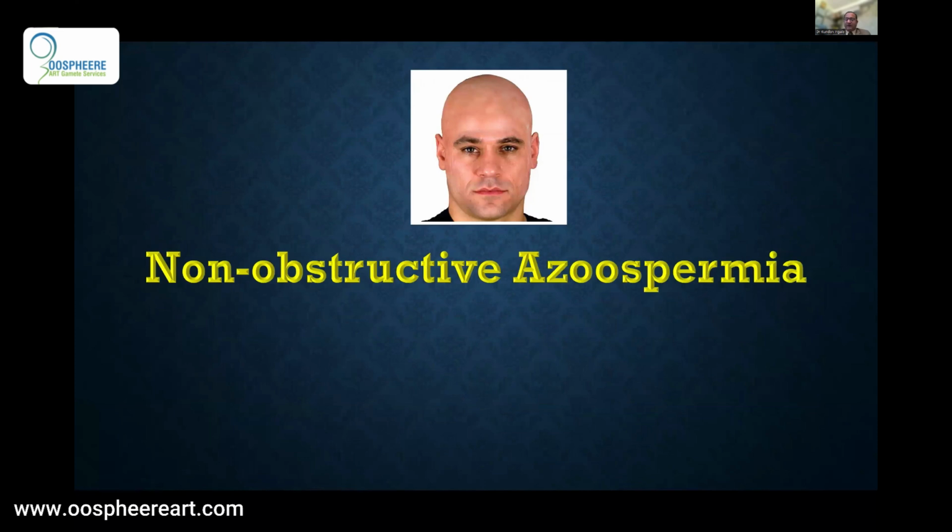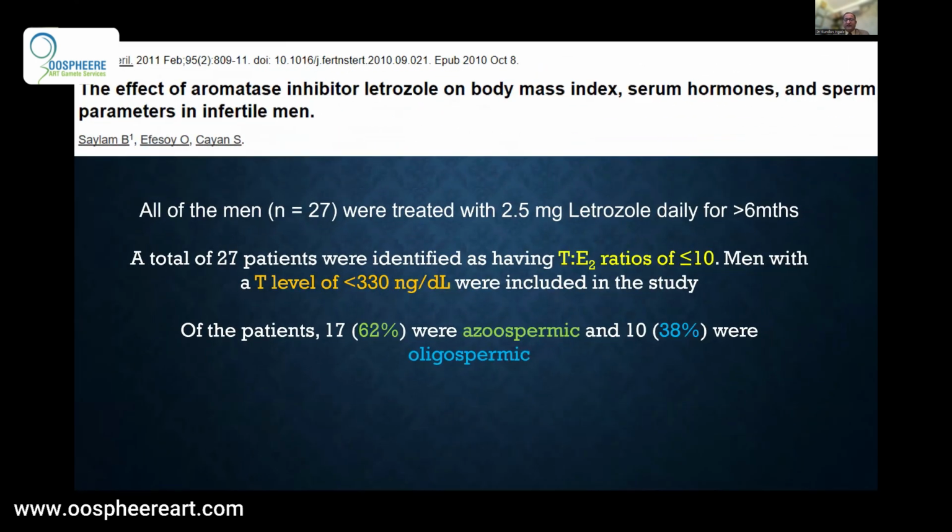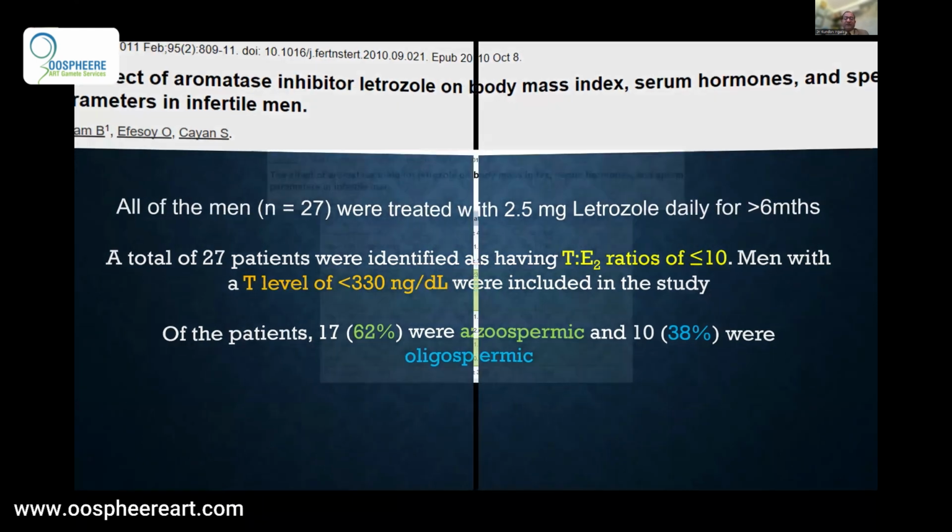non-obstructive azoospermia, where probably there is no obstruction, but there is still azoospermia. And that's commonly, we have already discussed about this, that when the testosterone to estrogen ratio, now that value is important, that if it is less than 10, and if you check the testosterone level, if it is below 330 nanogram per deciliter, these patients will show you response with letrozole. You just give daily 2.5 milligram letrozole.